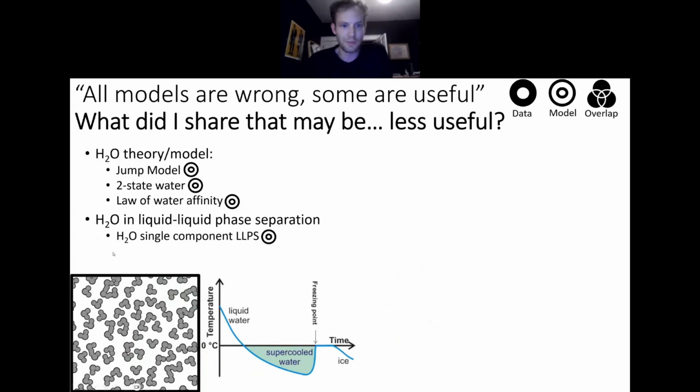So the holy grail of many chemists in this day and age is to try and prove this idea that water itself, as a single component system, is capable of liquid-liquid phase separation. And what that means is that you can supercool water below zero and not get it to freeze.